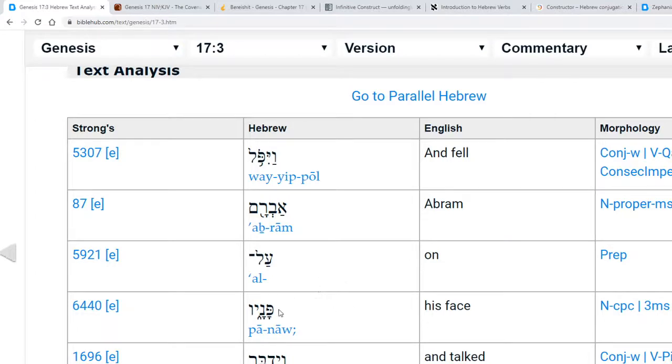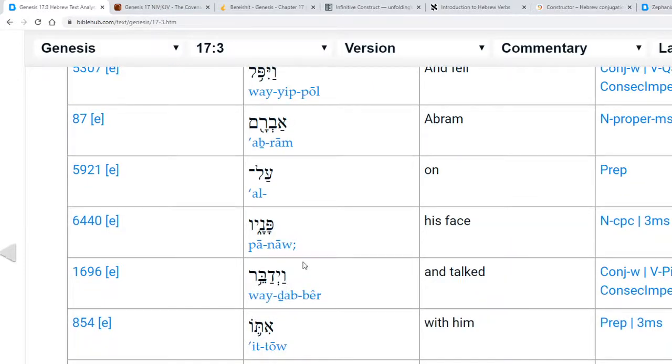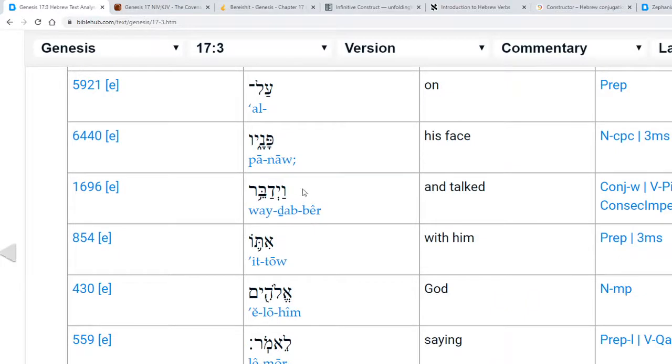Vayipol Avram al panav, upon his face. He fell upon his face. So panim is in the construct form here with the suffix third person masculine singular. So he fell on his face, or he fell forward, or he bowed down. Okay? Vaidaber, so we have the conjunctive of; the root here is dalet bet resh, which is to say, but like I said before, in Judaism we say that daber is actually a more harsh way of speaking. Okay? So Vaidaber, and spoke, slightly harshly, maybe.